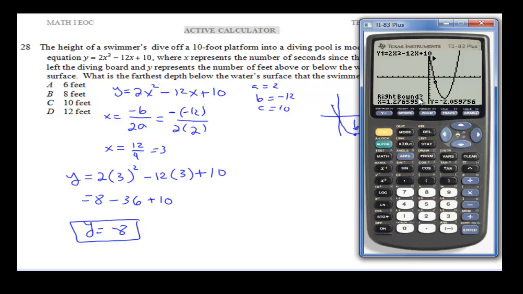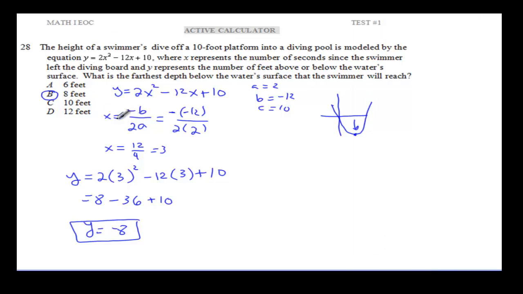Now, where is the right bound of the minimum? You're going to move your cursor, and you always move it left or right, not up or down, to the right side of the minimum, anywhere, it doesn't matter. And now the minimum is 2.999, which, because the calculator is very sensitive, is the same as 3, and we already got it here. And the y is negative 8, and we got it here, negative 8. The y represents the y axis in this case, so your final answer is going to be 8 feet below the water surface. Worked well.